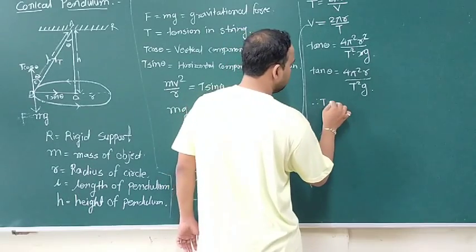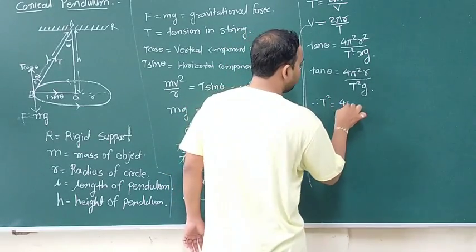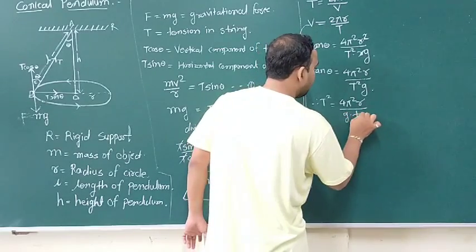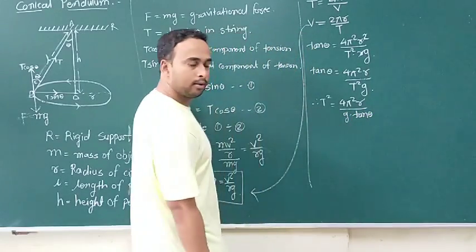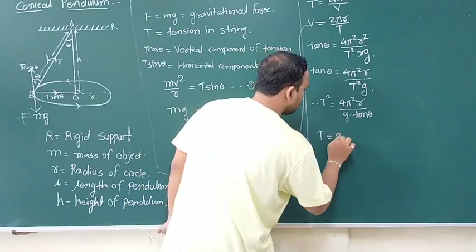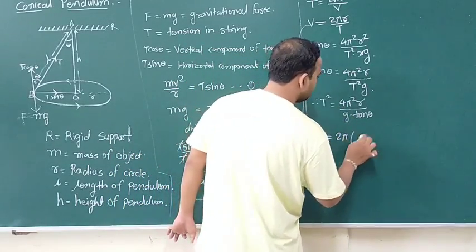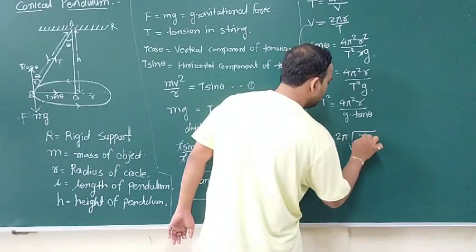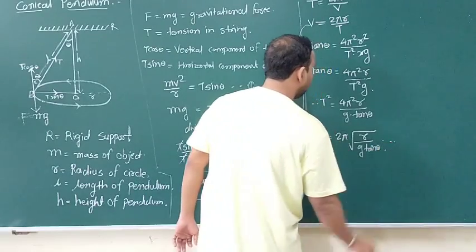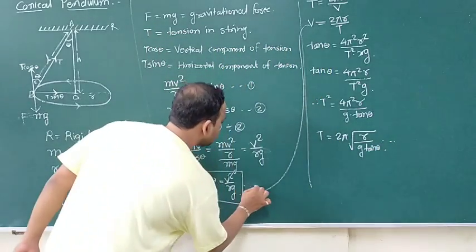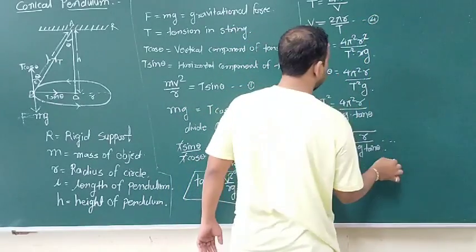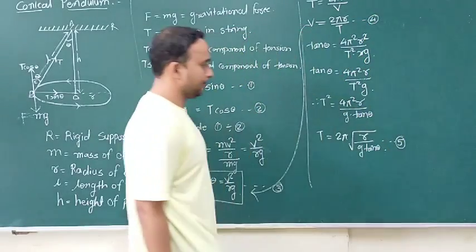Therefore T square is equal to 4 pi square r upon g tan theta. Taking square root on both sides, we get T is equal to 2 pi into under root r upon g tan theta. Suppose we call this equation number 5.